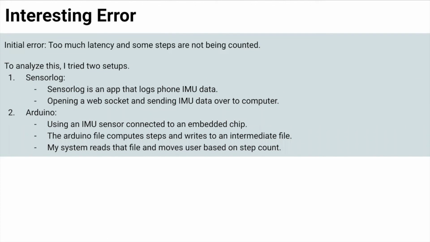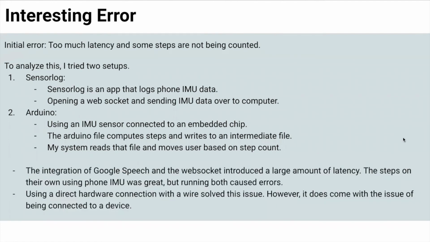And this is using an IMU sensor connected to an embedded chip. And the Arduino file computes steps and writes to an intermediate file. Then my system reads that file and moves the user based on the step count, where 2 steps is 1 grid movement. So the analysis of this is that the integration of Google Speech and the WebSocket introduced a large amount of latency, which is why even though the phone IMU was great, running both did cause errors.